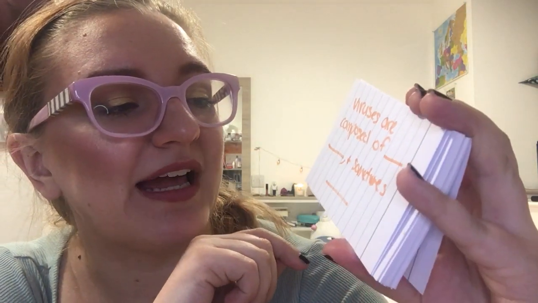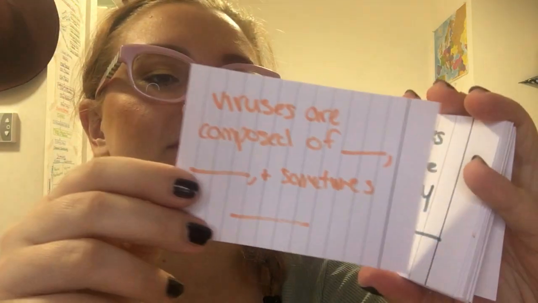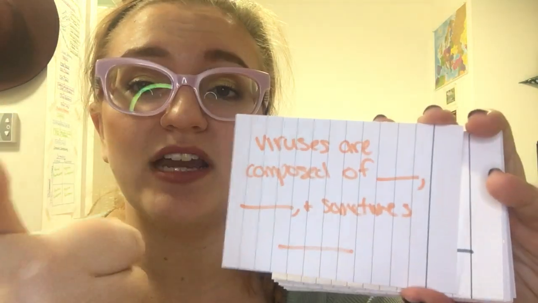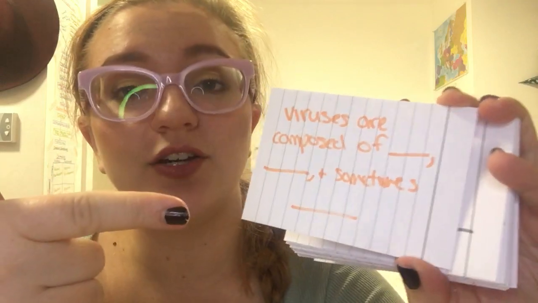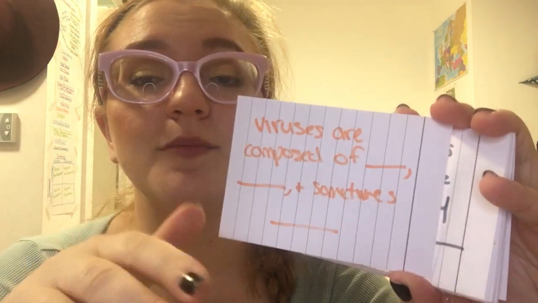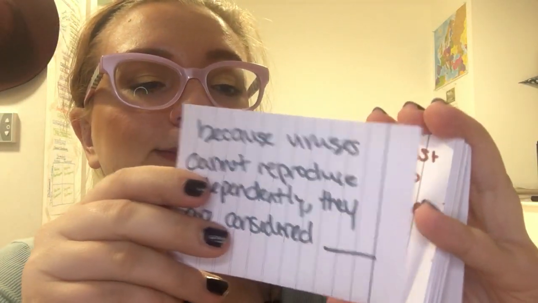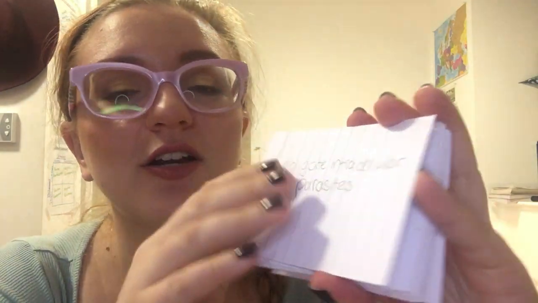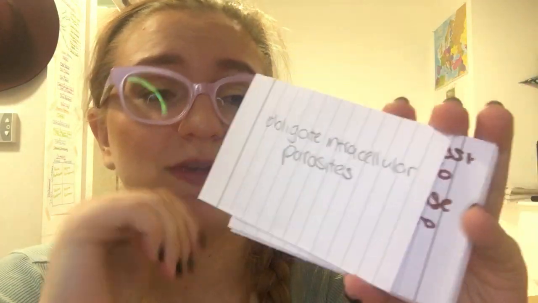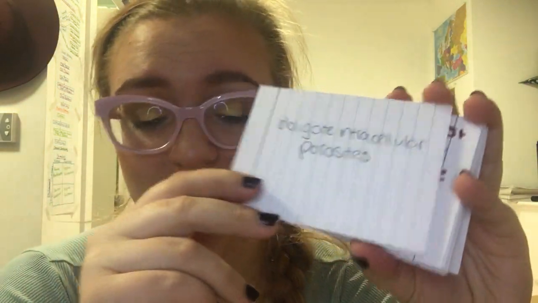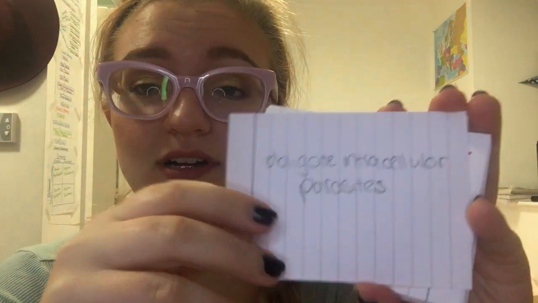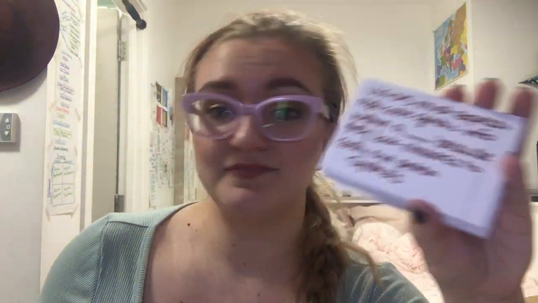Viruses are composed of blank, blank, and sometimes blank. So they definitely have genetic material, they definitely have a protein coat, and then sometimes they have an envelope containing lipids, but they most definitely have the first 2, sometimes this. Because viruses cannot reproduce independently, we call them obligate intracellular parasites. It's really a huge debate within the scientific community about whether viruses are in fact alive, because they have some characteristics of living organisms and then some characteristics of not living organisms.